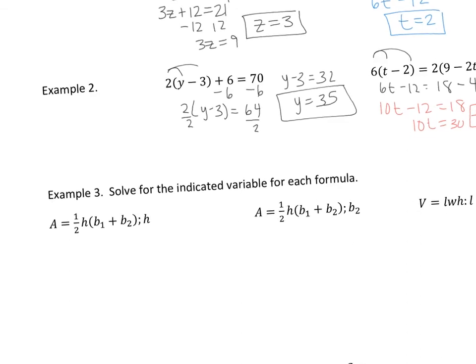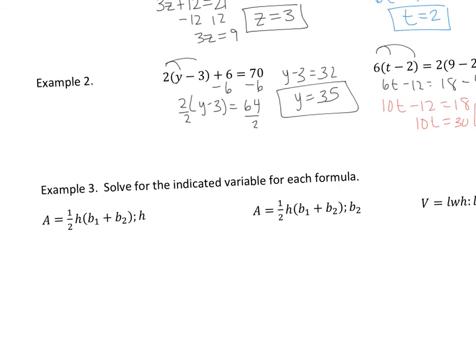Okay, so not only should you be able to solve for one variable, but you should be able to solve if there's multiple variables. So this is a formula, you might recognize it. It's a formula for a trapezoid. So in this case, we're going to solve for the height. So we need to get rid of this 1/2. We need to get rid of this b1, b2.